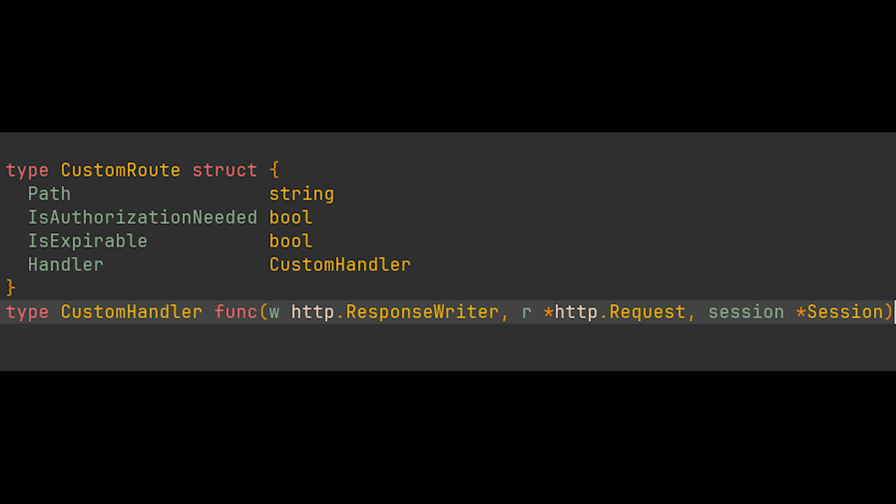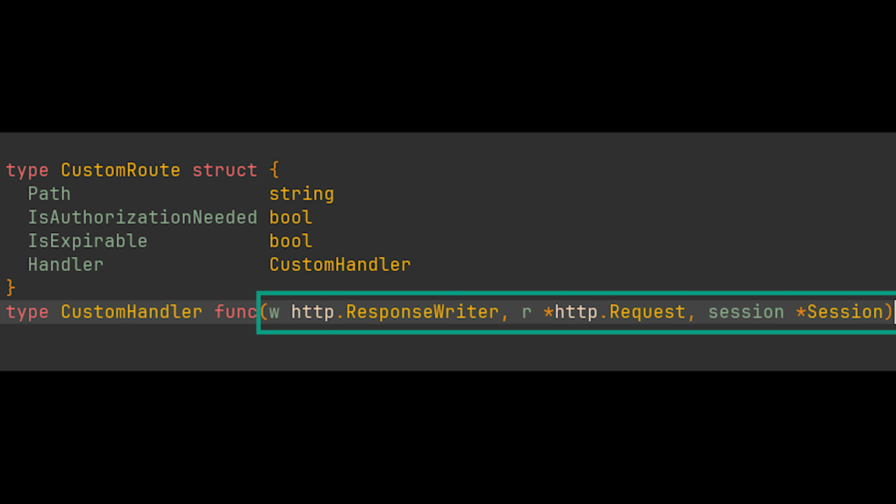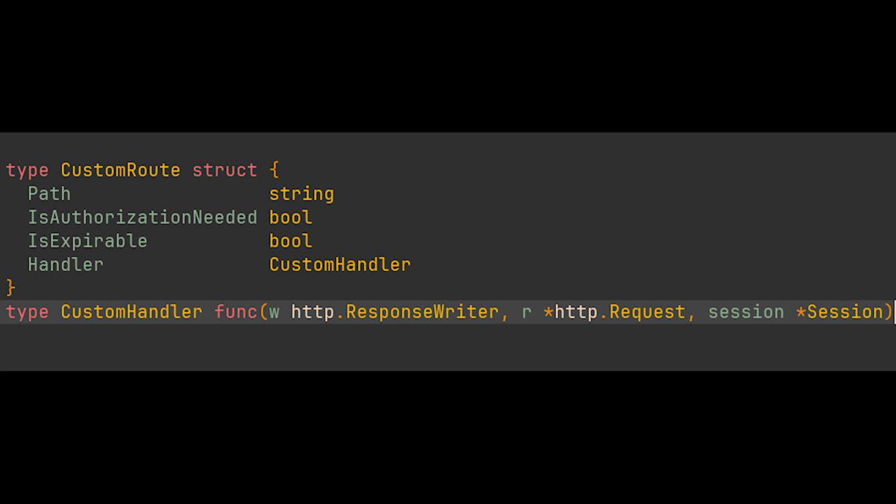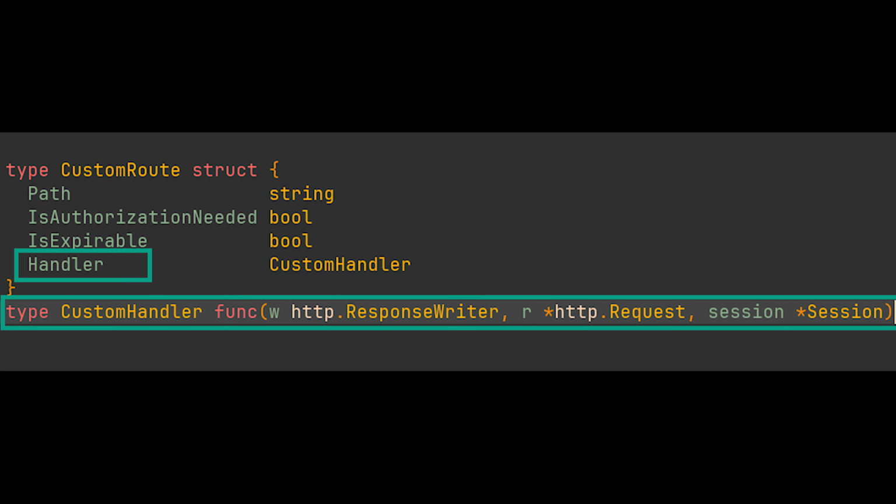To make it possible, I added this custom route struct and this custom handler type. The custom route specifies what path it should handle with its handler, and you can additionally set those two Boolean values to make sure the server checks the session information before calling the custom handler. This handler uses the response writer, the request and the session. Once the custom handler of the route is called, it is his job to return a valid response.